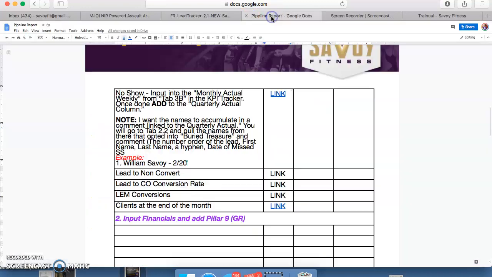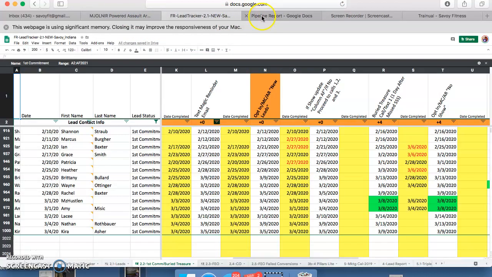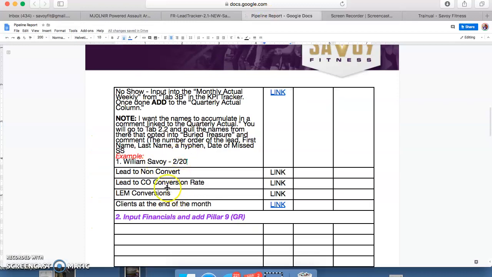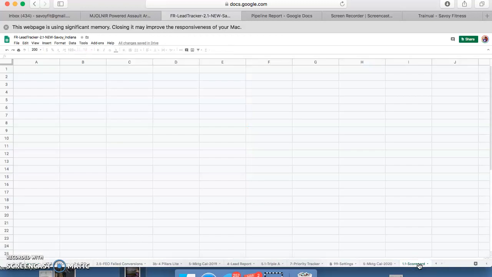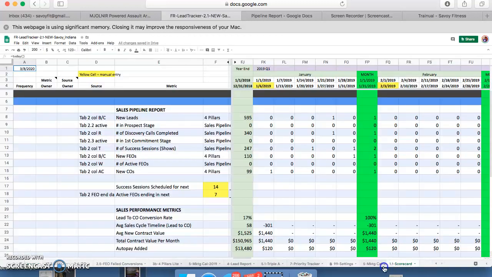Alright guys, real quick, I want to show you how to check the lead to conversion rate. So what you're going to do is go to the KPI tracker. You're going to go to the tab all the way at the end. It's called scorecard, right? It's actually 1.1. It's actually the first card. I'm actually going to move this over. It's the very first thing we should look at.